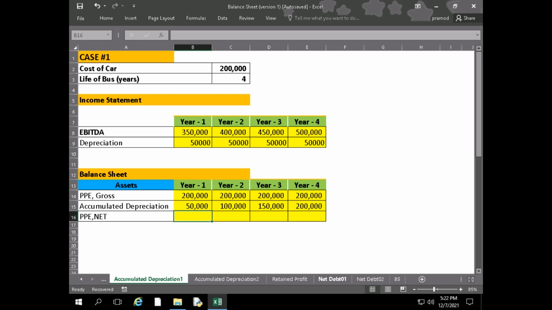So what I need to do to make this one, it's a minus symbol, minus you should use, equals PPE, the gross PPE minus accumulated depreciation, enter. So it is 1,50,000. So if I drag to the end of the year, it should be 0.